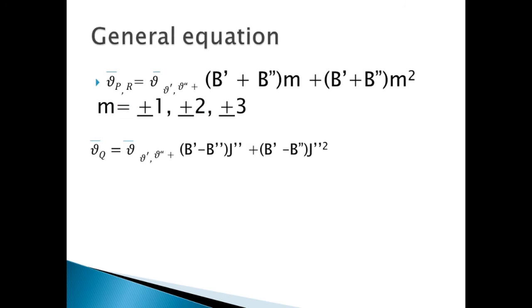If we represent the P lines and R lines combined in a single equation, we can write it as nu PR equals nu bar plus (B prime plus B double prime) into M plus (B prime minus B double prime) into M squared, where M is equal to plus or minus 1, plus or minus 2 and plus or minus 3. Plus values for the R branch and minus values for the P branch.